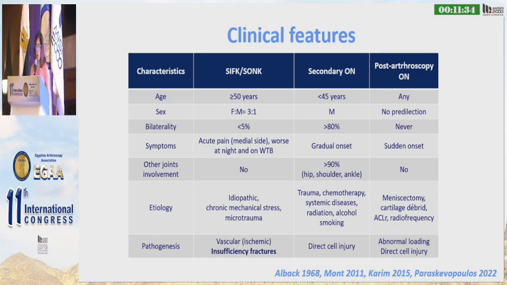We can say that usually middle-aged people are much involved. So for the spontaneous osteonecrosis, according to the literature, patients are older than 50 years old, younger for secondary osteonecrosis. Females in the spontaneous osteonecrosis could be more involved than males. Most important clinical feature, you got an acute pain that usually worsens at night, so it's not related to weight bearing most of the time.